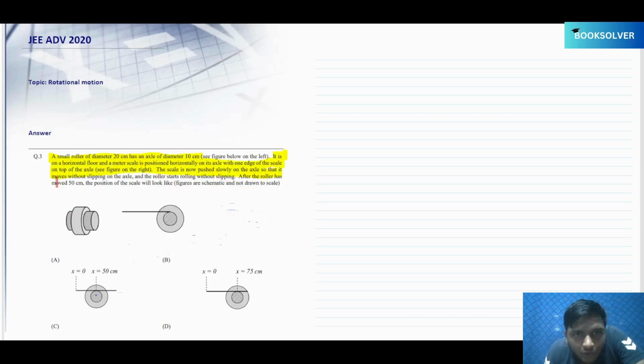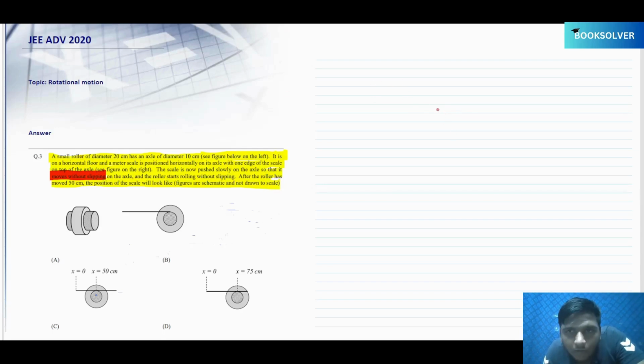One thing which you should always mark is that wherever it is mentioned moves without slipping or pure rolling or something like that, you should first mark all those points in the question. On the axle, the roller starts rolling without slipping. After the roller has moved 50 centimeter, the position of the scale will look like. Okay, so we are given the distance moved by this roller. So we have to tell the position of our scale, which is being pushed on the axle of our roller.